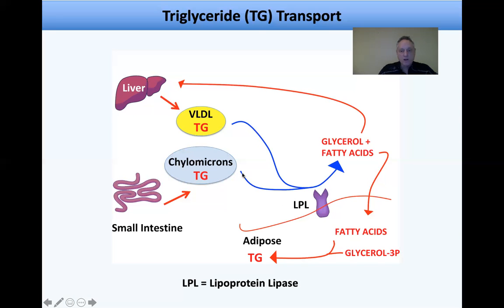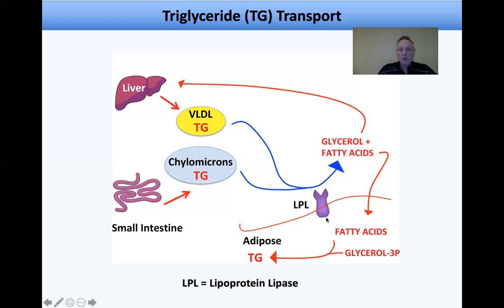And so here's how it works. As they circulate and come to the adipose tissue, on the surface of the adipose tissue, there's an enzyme called lipoprotein lipase, or LPL. What lipoprotein lipase does is it hydrolyzes the triglycerides. The reason is that triglycerides cannot cross the cell membrane, but the fatty acids can. So in order to get a triglyceride from, say, the liver where it's made into the adipose tissue, you have to break it down and resynthesize it. And so LPL is the first step in doing that.